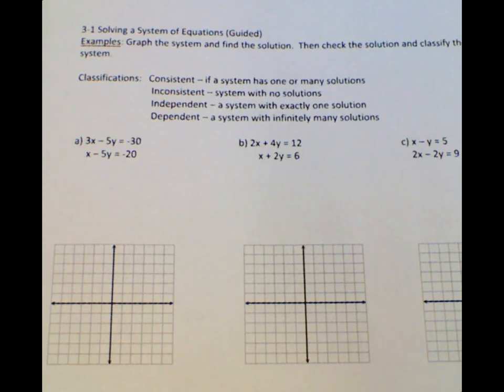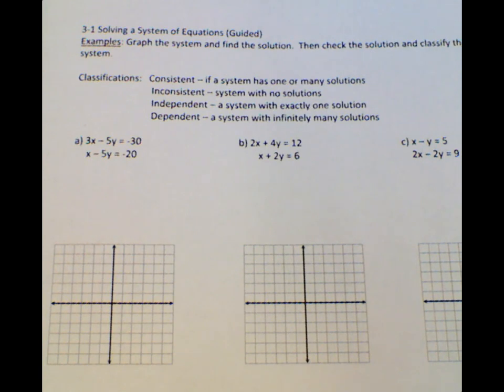All right, guys, today we're going to start our section of solving system of equations. There's three ways to solve a system of equations. Number one is graphing, two is substitution, and three is elimination. I'm going to show you right now the graphing part.